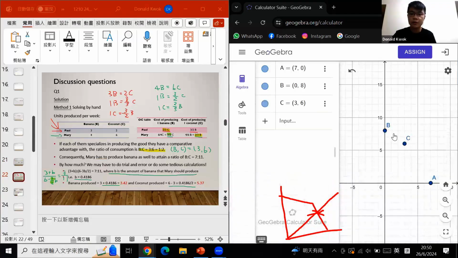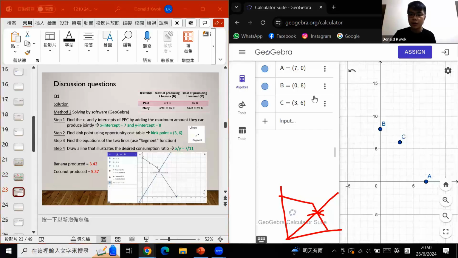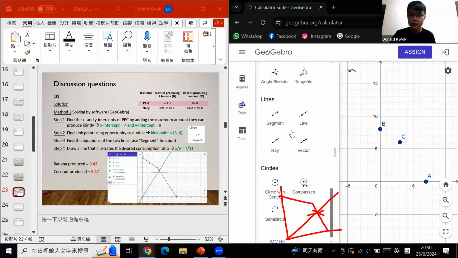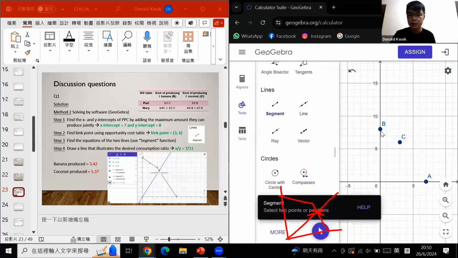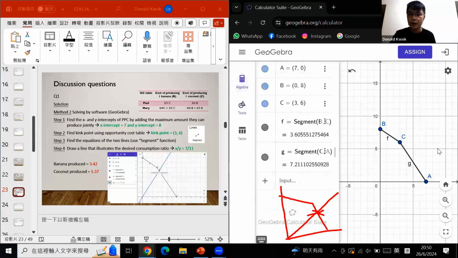All right, so we have the 3 key points of the PBC right now. And we move on to step 3, which is to use a fancy function in GeoGebra to help us connect the 3 points here. So we will use the tools here, click tools, scroll down a bit, and you should be able to find something called segment. What you need to do is just to click the 2 points, and then GeoGebra will help you connect the 2 points. Okay, do the same for here. And this is how we can obtain the PBC.